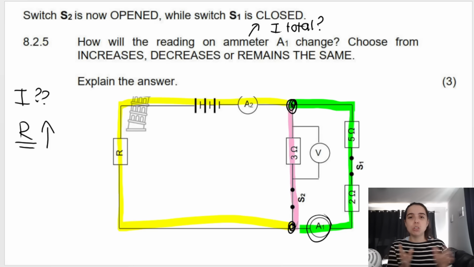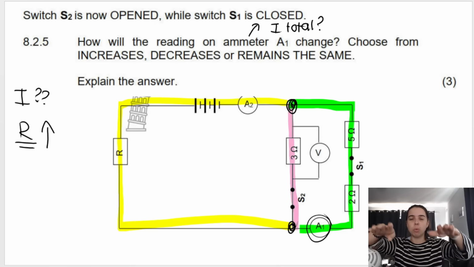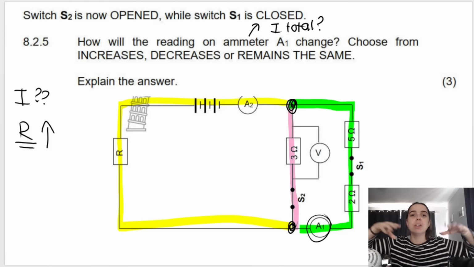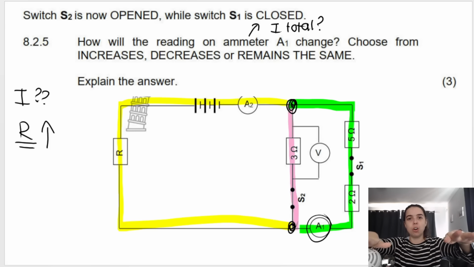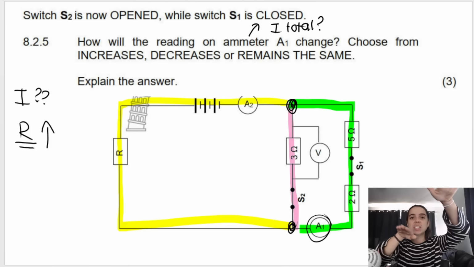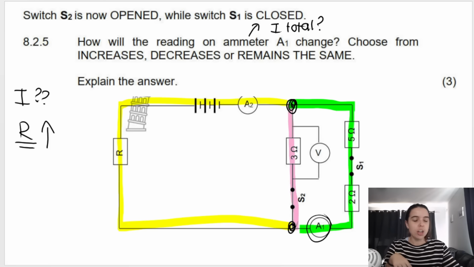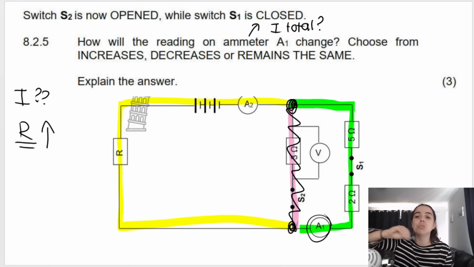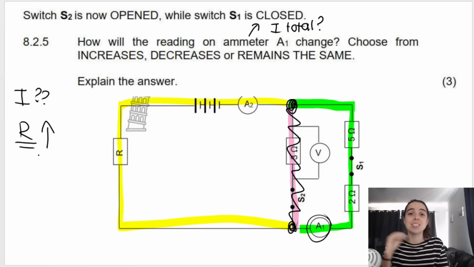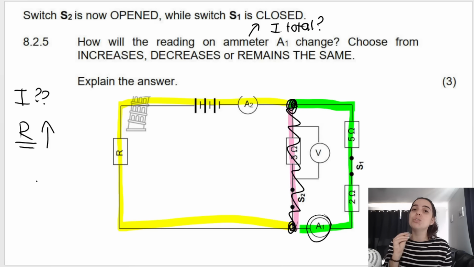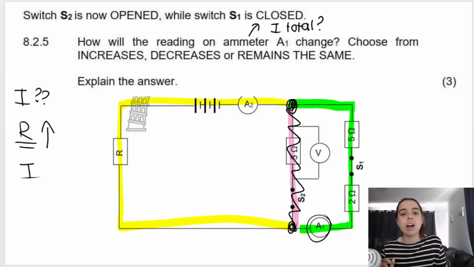Think about if there's two roads leading to the one destination or one road. It's a lot easier if there's two roads, there's more options, easier to flow, as opposed to having all the cars in one road. So what we're doing when we're opening the switch is we're eliminating a road. All the current is forced to flow through that green part of the circuit, which means it's more difficult to flow. Total resistance increases. And as soon as total resistance increases, total current decreases.